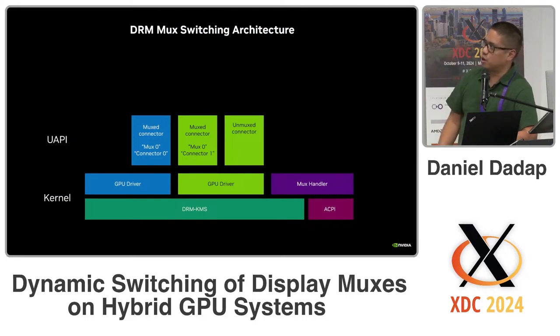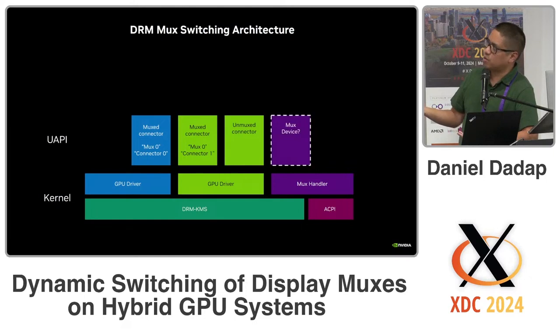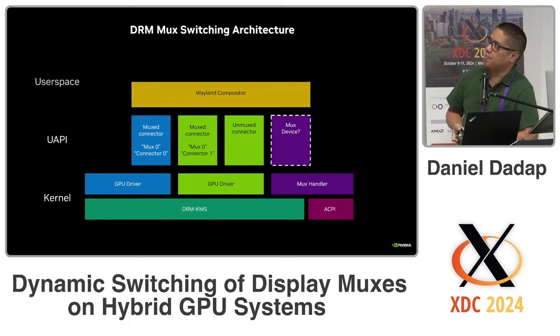These connectors are both saying that they are associated with mux number 0, and then they each have an index on that mux. And if we're doing a user space API where we're mux switching as part of an atomic commit request, then that's all you need. If we are also having a dedicated mux object, then that mux object is going to expose a file that's going to be part of the user space API as well. Then, of course, the compositor drives all that.